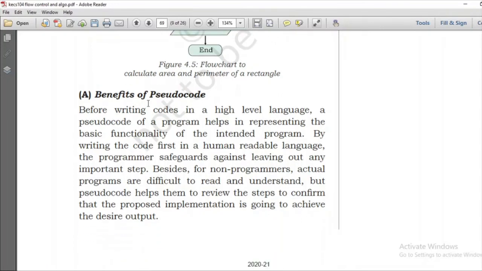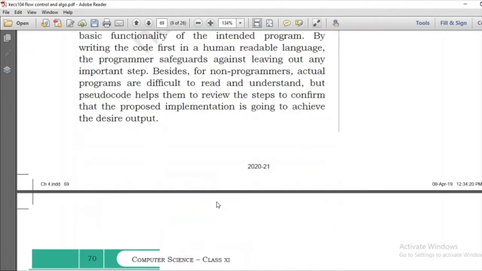So what is the benefit of pseudocode? Before writing code in a high level language, pseudocode helps in representing the basic functionality. So it is basically an algorithm. It is a way of designing an algorithm. So the benefits are similar. By writing it first in human readable language, the programmer safeguards against leaving out any important steps. So it safeguards the programmer that all the important steps are included and no important step is missed.